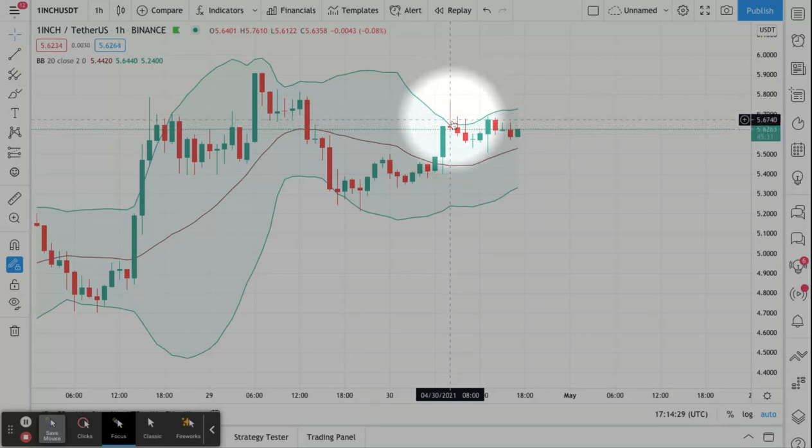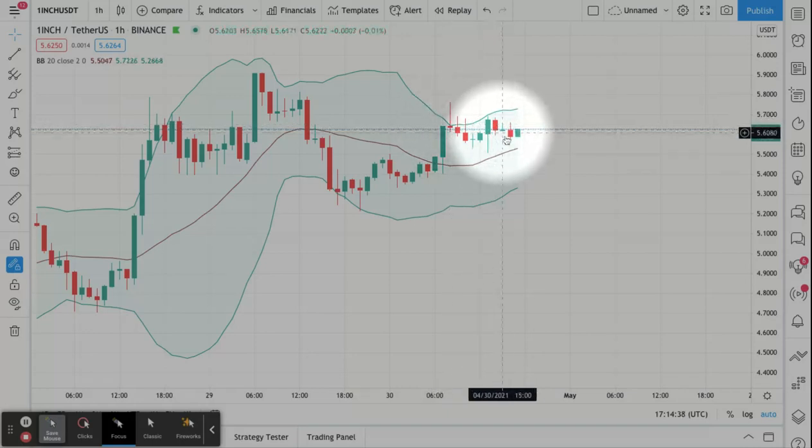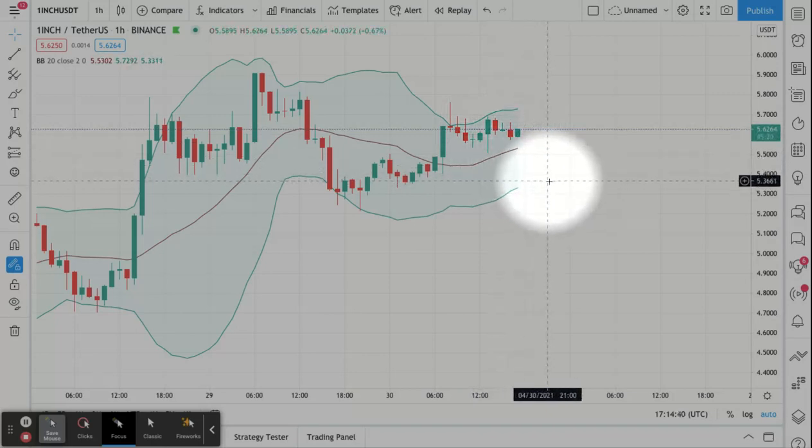Okay, so that's just a really, really long wick. That means there's a lot of pushing back. There's a lot of selling right there. And so it's probably going to start coming back down again, okay?